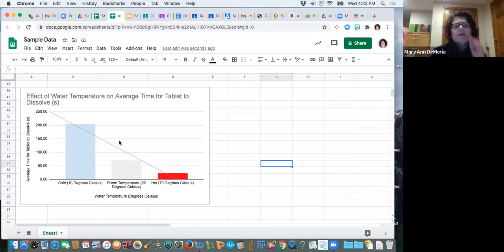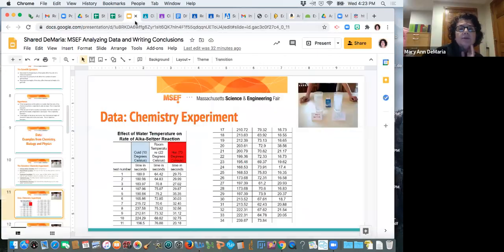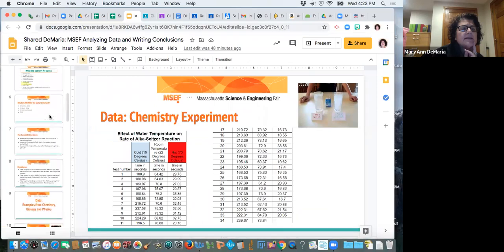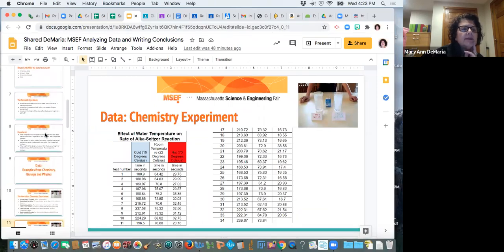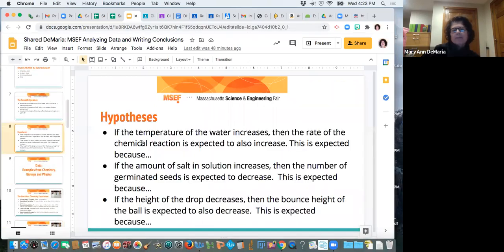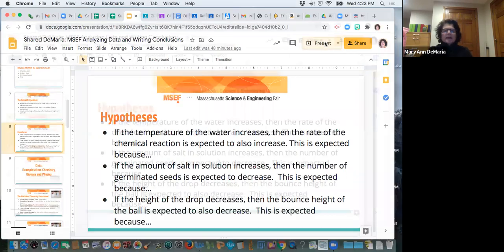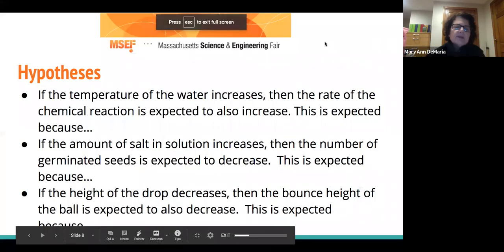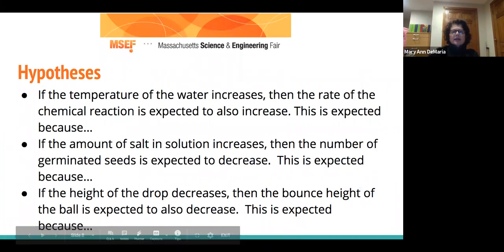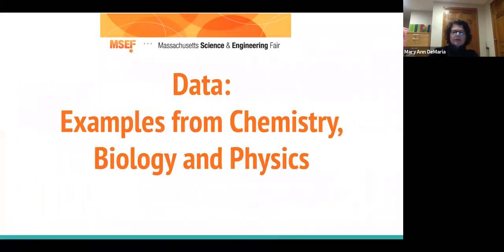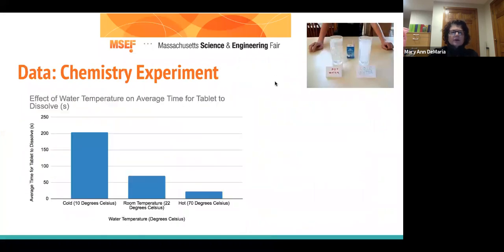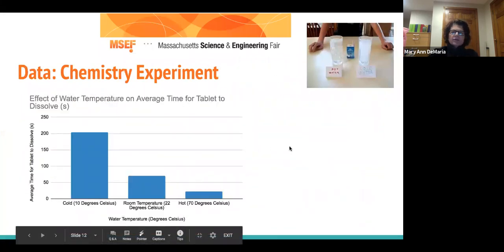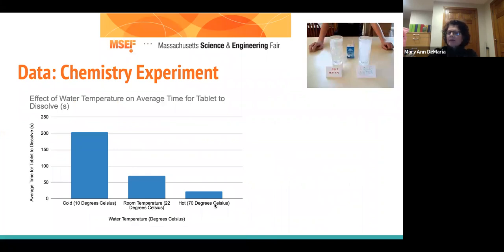Yes. Okay, so now I'm going to go back to our hypothesis. Where is it? What did I do with it? So here's the hypothesis for this one. If the temperature of the water increases, then the rate of the chemical reaction is expected to also increase. So I'm just going to move this. Do these data support or reject that hypothesis?